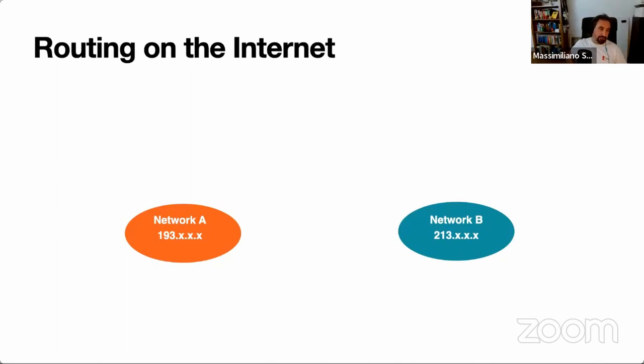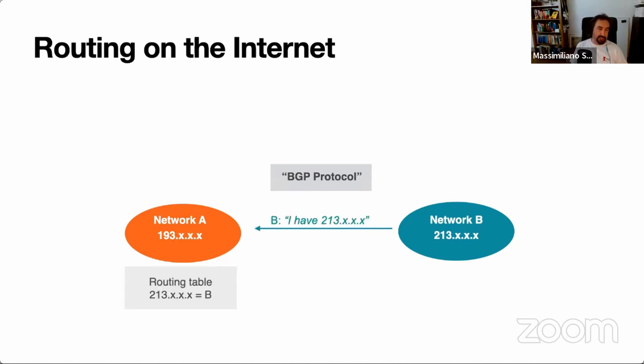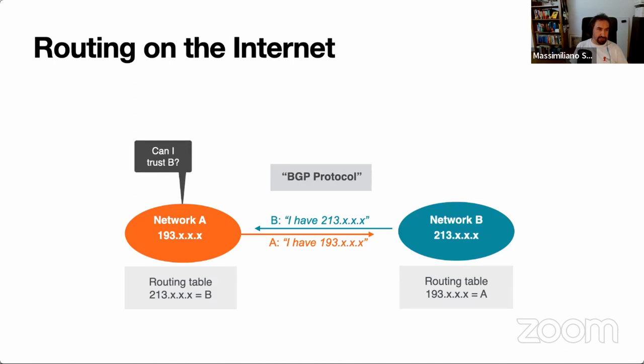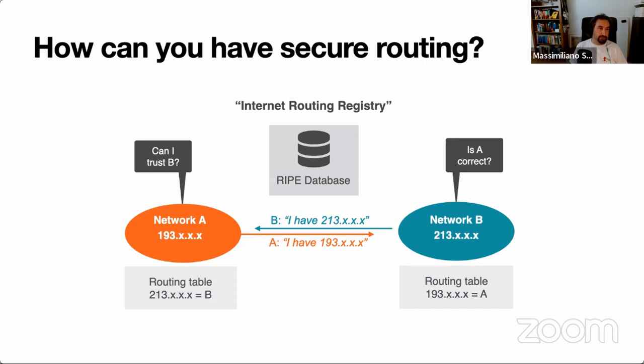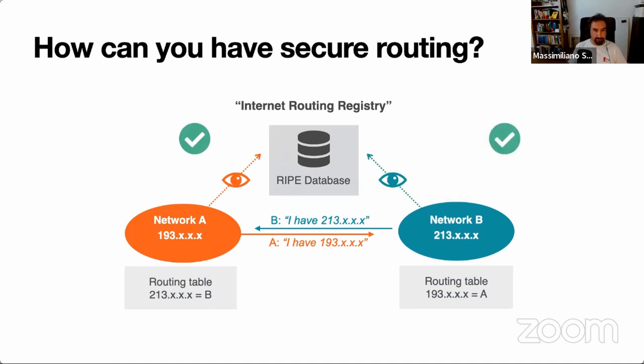We have looked at routing on the internet. We have BGP announcements. We use a protocol where I have a network and receive announcements that say I have this other network. But then we need to trust the data we receive, or we need to find a way to figure out if this data can be trusted. So we use the Internet Routing Registry, which in most cases can be the RIPE database. There's the ARIN routing registry, there's the AFRINIC routing registry, and so on. And this gives us a certain confidence that the data we see in BGP is truthful.